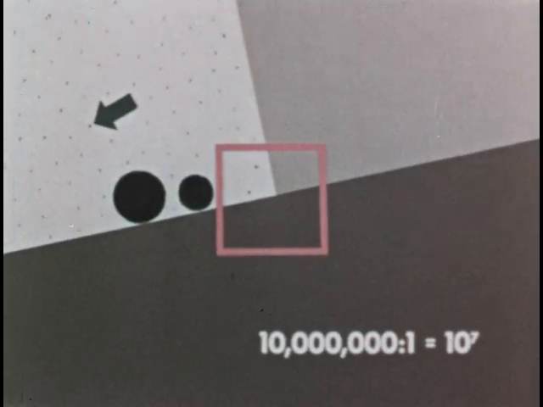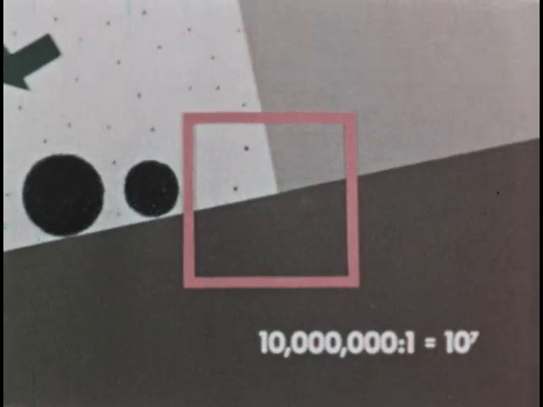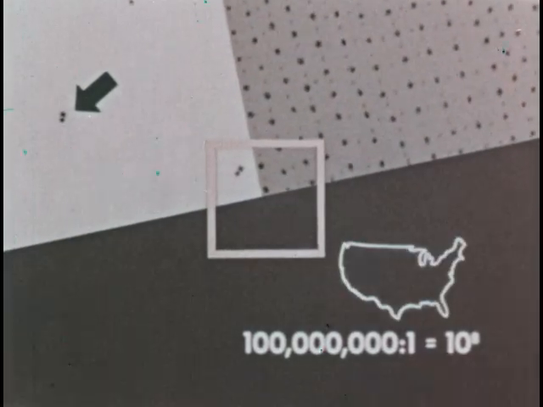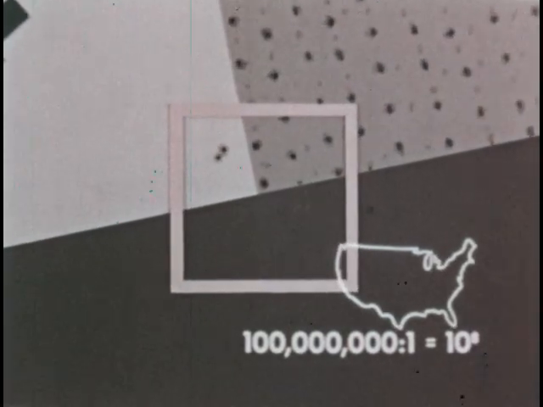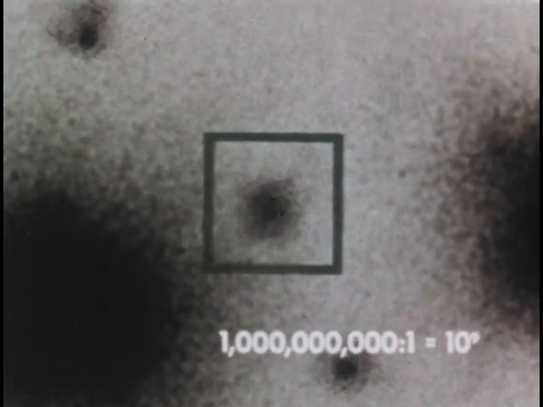At a magnification of 10 million times, we note air molecules. On this scale, the average distance between them would be the breadth of the United States. We also see the sodium and chlorine layers of the salt crystal. Finally, we approach the nucleus of the sodium atom.